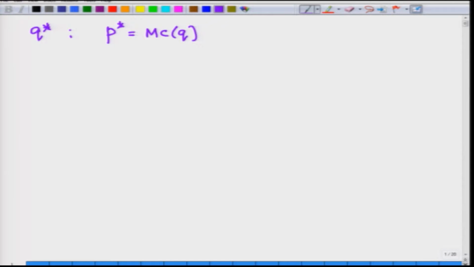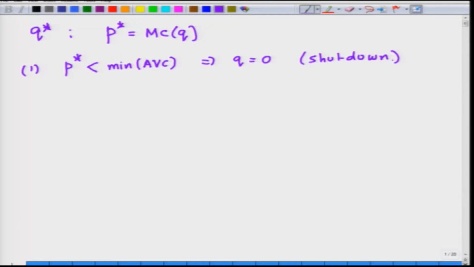So, if we wanted to characterize the entire depiction of the supply curve of a perfectly competitive firm, we would know that if the price P star was less than the minimum average variable cost, then the perfectly competitive firm would not produce, and this would be equal to the shutdown condition, right. So, the firm does not produce at all, and its profit would simply be equal to minus F c, which is the fixed cost that it would incur.